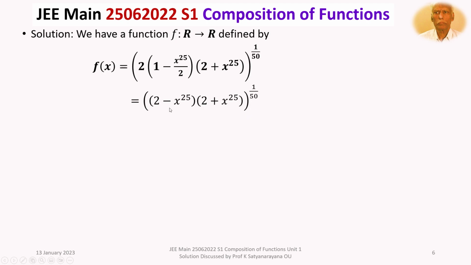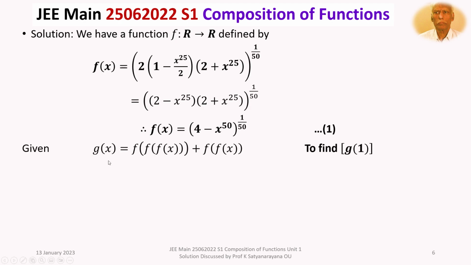Now it is of the form a minus b into a plus b, and that is equal to a square minus b square, that is 2 square minus x to the power of 25 square, that is x to the power of 50. That is, the answer is going to be 4 minus x to the power of 50, whole to the power of 1 by 50, that is f of x. Let's call this equation 1.